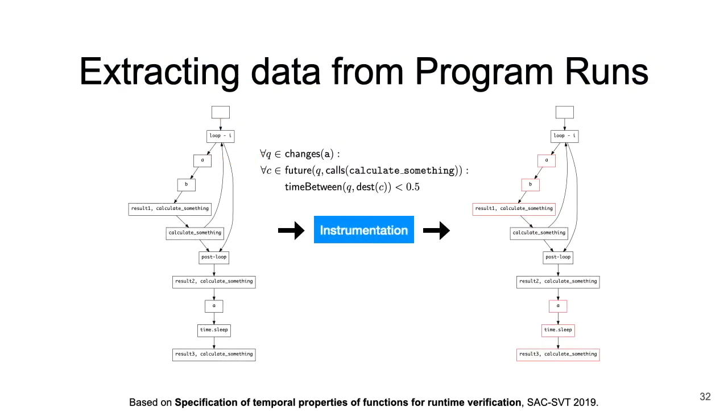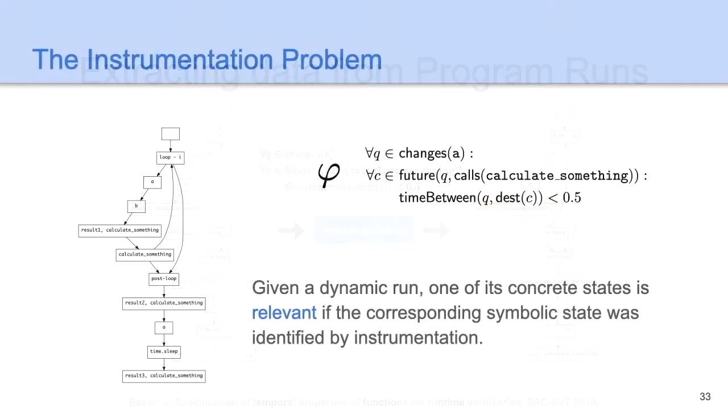We're now going to address the problem of how to extract the data from a program run so that a given CFTL specification can be checked. We call the problem of determining which parts of a program from which we need to take data to check the satisfaction of a CFTL specification the instrumentation problem. And the solution to this problem begins by saying that, given a dynamic run, one of its concrete states is relevant if the corresponding symbolic state was identified by instrumentation as being needed to decide whether or not the given CFTL formula was satisfied.